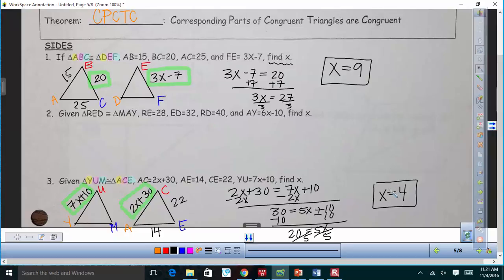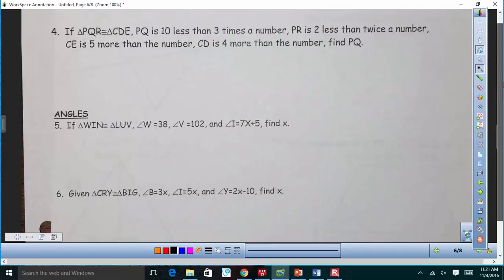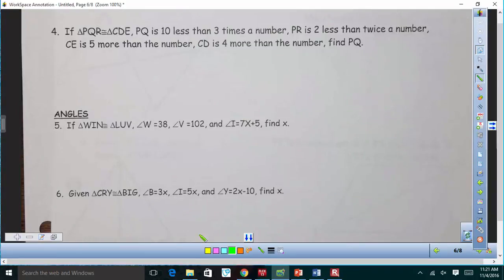Okay, so how do you feel about those? Good. Okay, let's try one that doesn't even give us the expressions. They make us write our expressions. So let's look at 4 here, just because I want to make sure you know how to write. So the first thing I'm going to do is I'm going to highlight. I know that P goes with C, Q goes with D, and R goes with E.